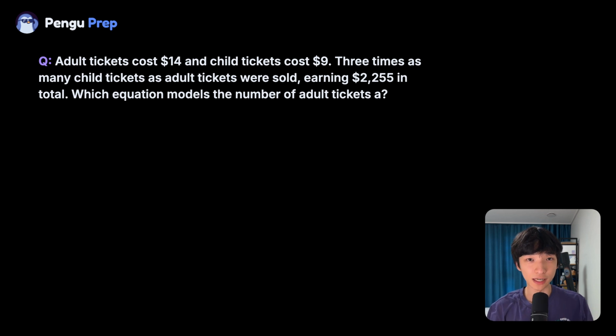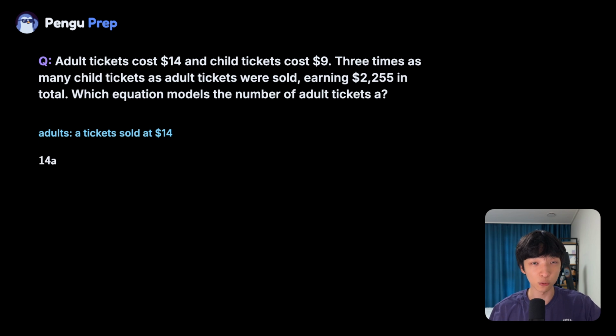Now pause the video and try this problem. Done? Like the previous problem, we can separate this into 2 parts, the total earnings from adults and the total earnings from children. Afterwards, we're going to add them together. The total earnings can be calculated by multiplying the total number of that ticket sold times that ticket price. For adults, A tickets were sold, and the price of adult tickets is $14. So 14A is the total earning from adults.